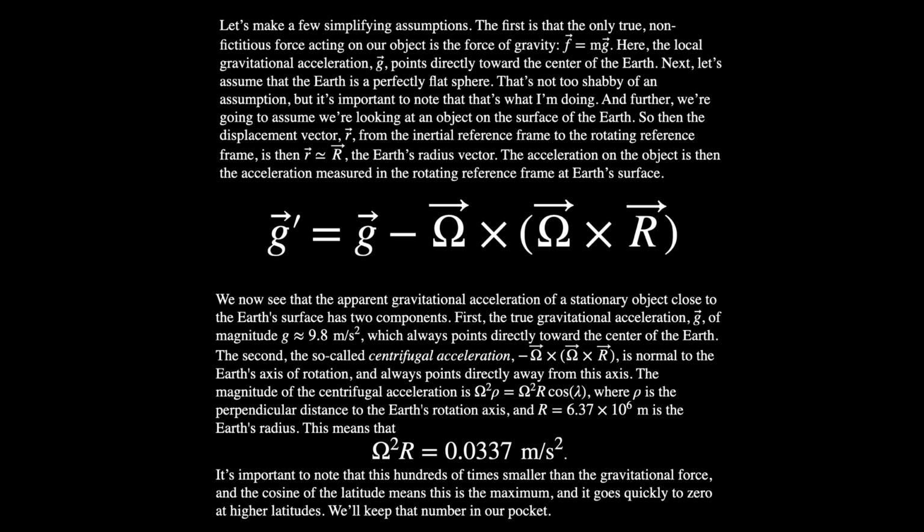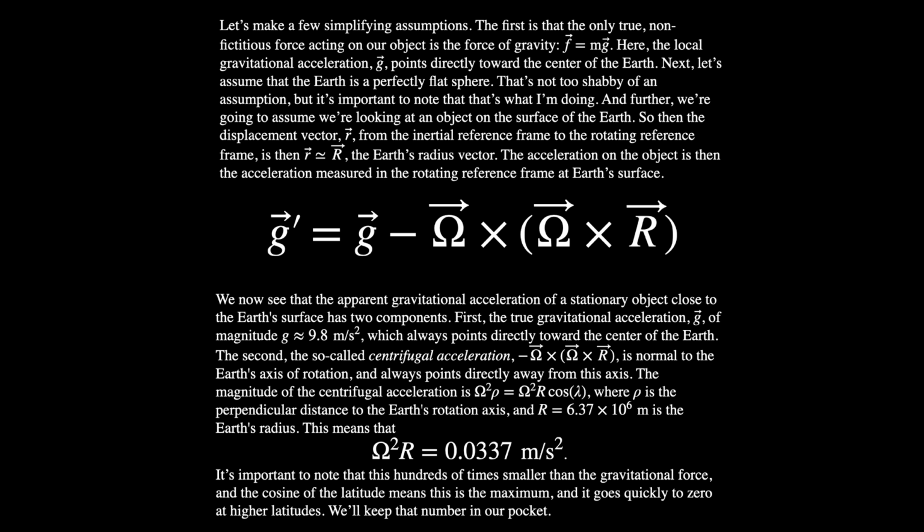So the magnitude of the centrifugal acceleration is omega squared. See, there's two omegas in that cross product, times the r. But r is the radius vector from the center of the Earth, but we want it from the center of the rotation axis, not from the center of the Earth, and so that's where that rho comes in. That's not a p, that is a Greek letter rho, and that can be represented by the radius of the Earth times the cosine of the latitude, and that gives us the distance from the rotation axis at that latitude.